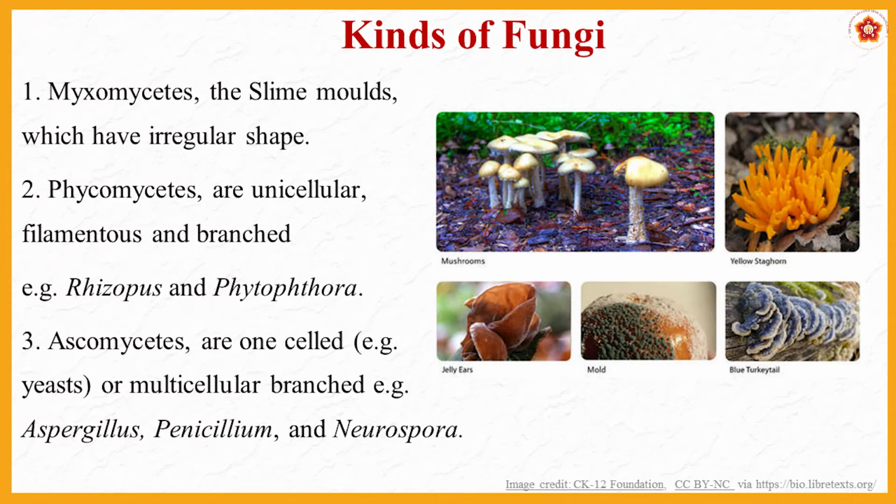Kinds of fungi: Myxomycetes. These are the slime molds which are irregular in shape. Next is Phycomycetes, which are unicellular, filamentous and branched. Example is the Rhizopus. Ascomycetes are unicellular again. Example is yeast. For multicellular branched, there are Aspergillus, Penicillium, Neurospora.